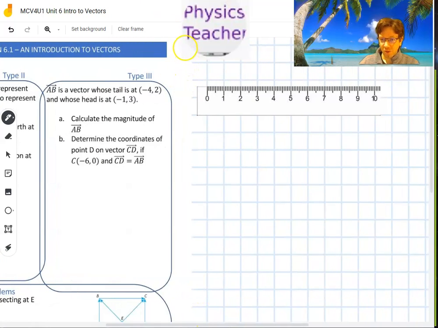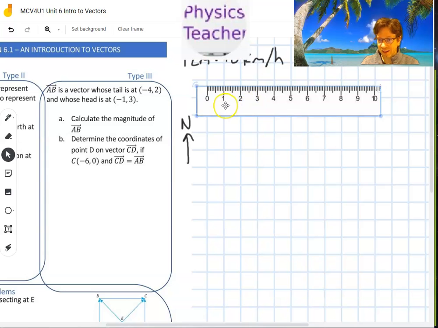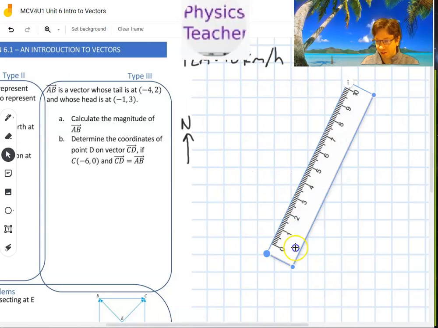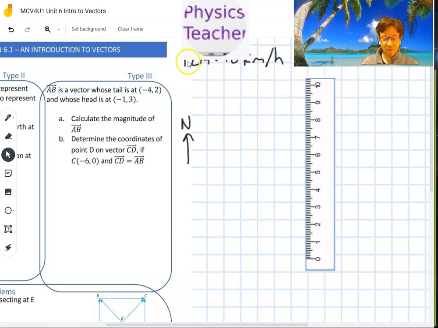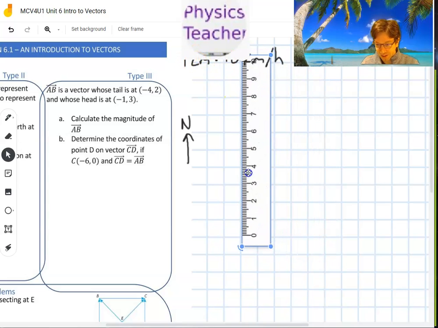So if we have 1 centimeter representing 10 kilometers per hour, and let's make a little compass where this will be north, and we want to draw something 40 kilometers per hour north. So let's take our ruler because we want to be specific. And if 1 centimeter is 10 kilometers, then 40 kilometers would be 4 centimeters. So I'll just place this here and draw a vector that's 4 centimeters pointing north, like that. So that would be our vector.